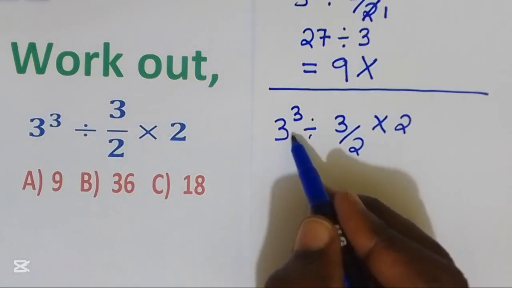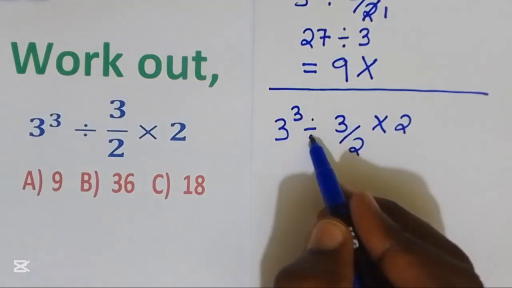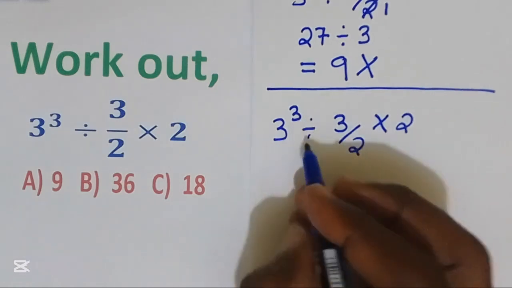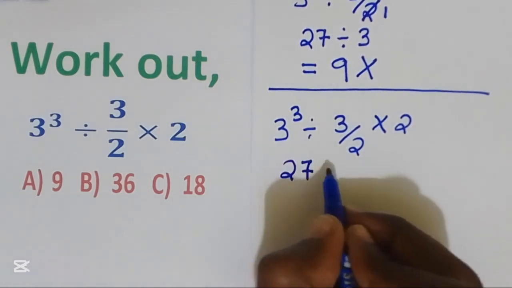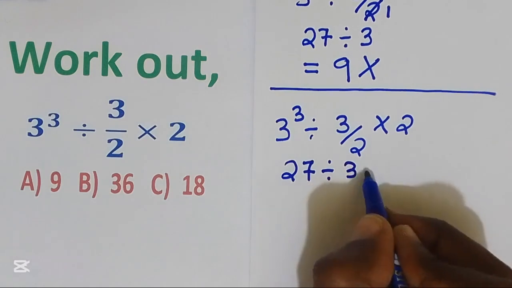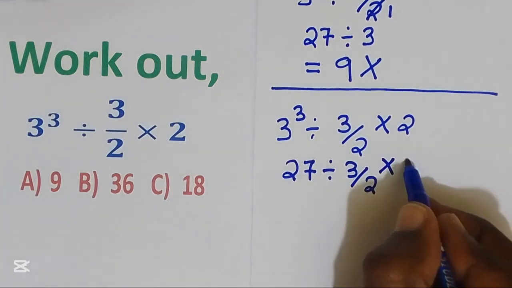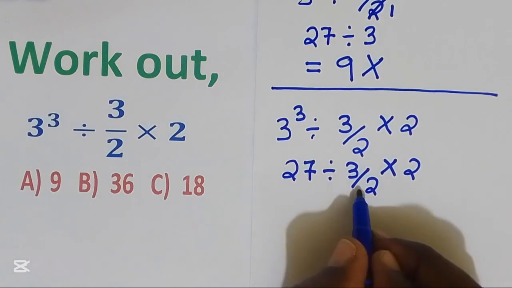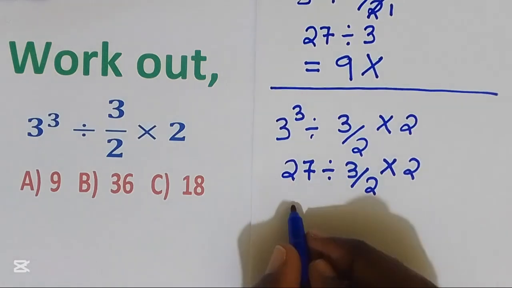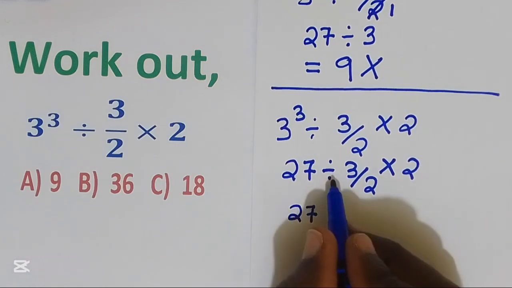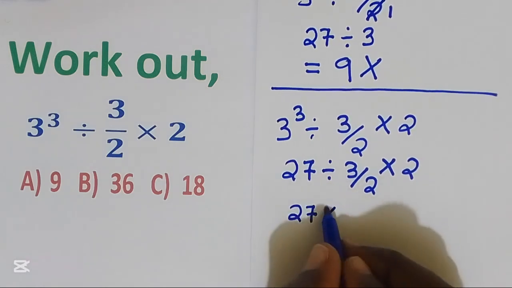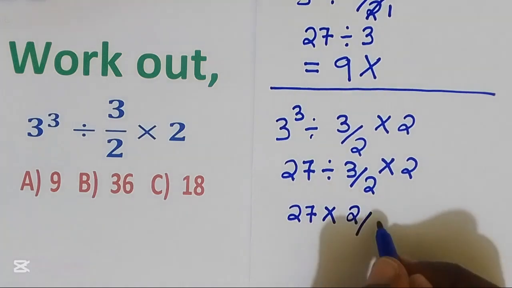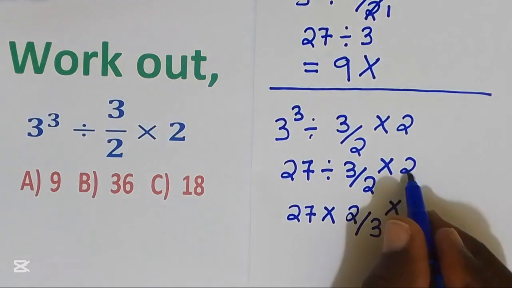First of all, exponent has higher priority than division and multiplication. So, I'm going to take 3 power 3, which I get 27, divided by 3 over 2, multiplied by 2. Next, we are going to divide, but we divide fraction. So, I'm going to keep 27. I'll change division to multiplication. And then I'm going to reciprocate 3 over 2. That is going to be 2 over 3 multiplied by 2.